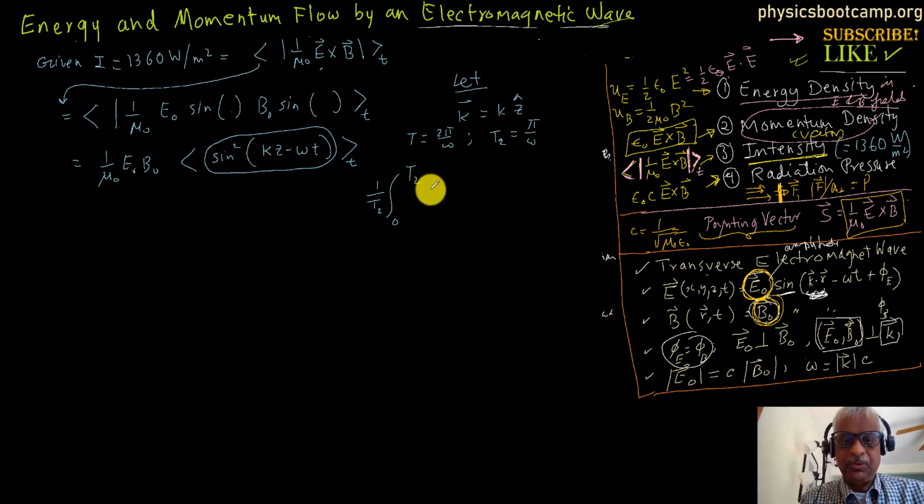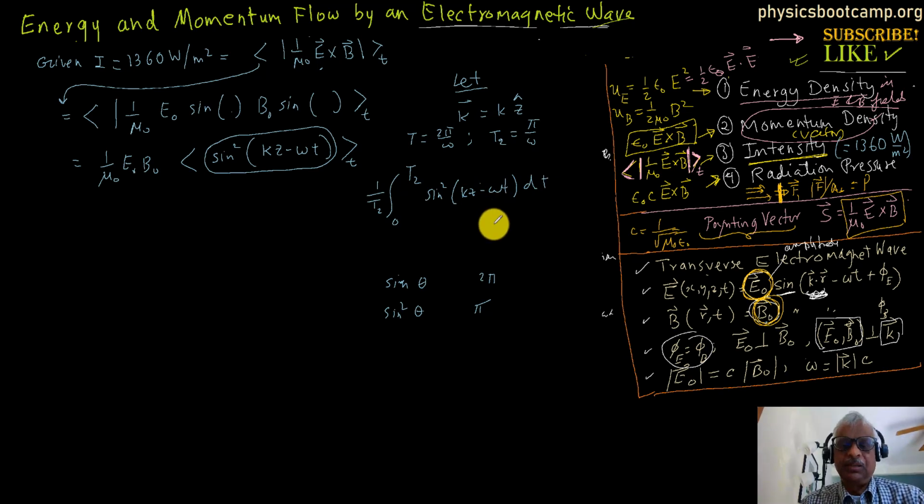Okay, so if you didn't understand why the period will come half, you just work it out. Sine theta has a period 2 pi, but sine square theta has a period only pi. So this is going to be the integral of sine square (kz minus omega t) dt. You have to do this integral, and you can show that this is actually equal to half.